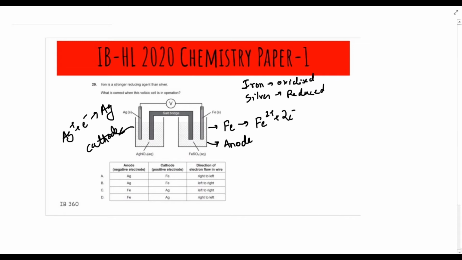Okay, this information: anode is iron, cathode is silver. So any of the options C and D can be a correct option. Let's check for the direction of electron flow.